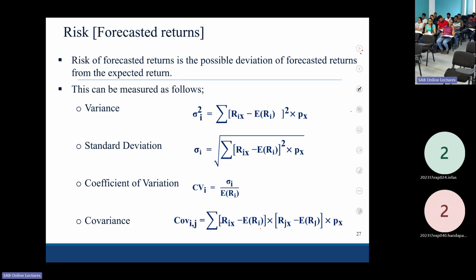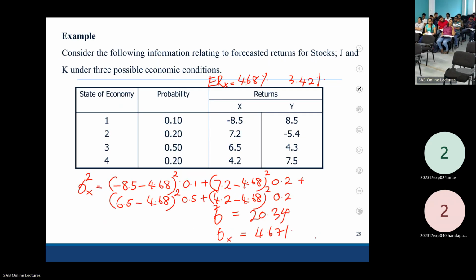Now, what is the importance of this covariance? Covariance can be a positive number, it can be negative, or it can be zero. Now look at this diagram. I don't know whether I can draw nicely.